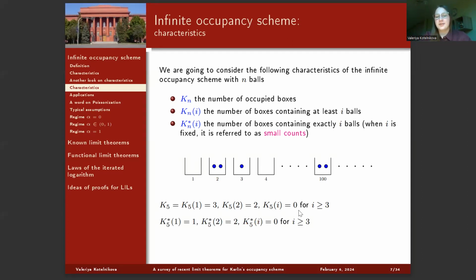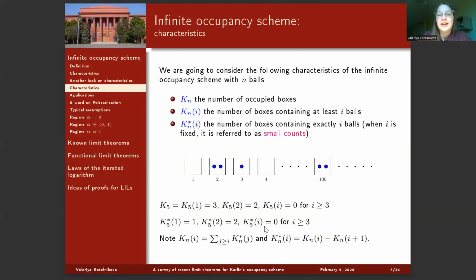And let's calculate small counts. The number of boxes containing exactly 1 ball is equal to 1. This is the box number 3. The number of boxes containing exactly 2 balls is equal to 2. Those boxes have numbers 2 and 100. And for the same reason, small counts for I which are at least 3 are equal to 0.